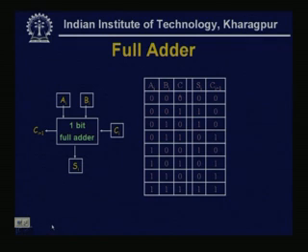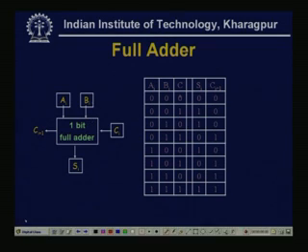So, for the first bit it is a 2 input adder, but from the second bit onwards it is a 3 input adder. So, instead of 2 inputs, the full adder has 3 inputs: A, B and CI. These are the 3 inputs.